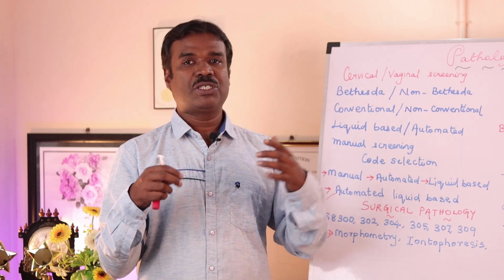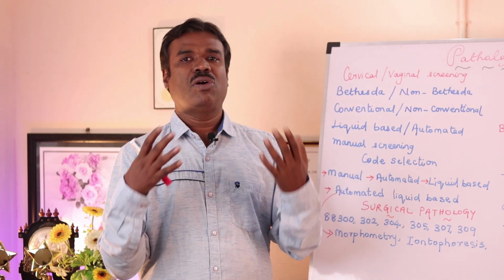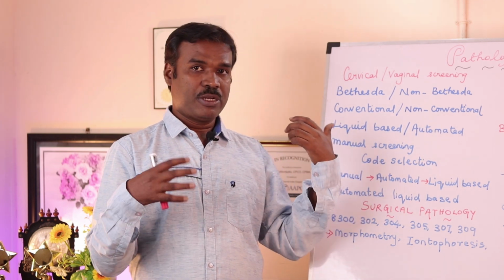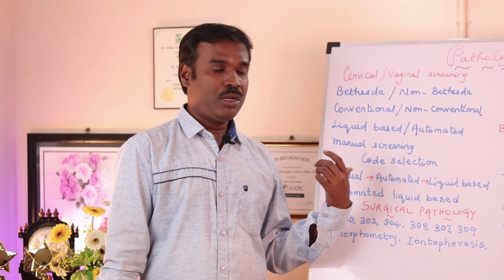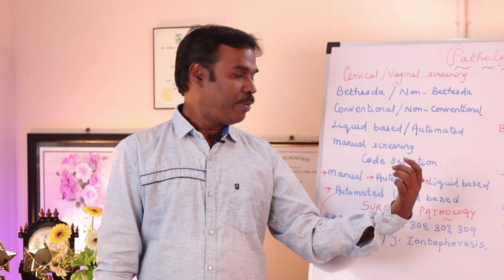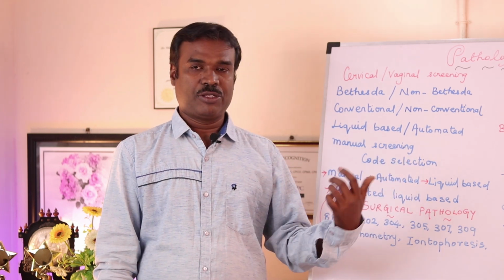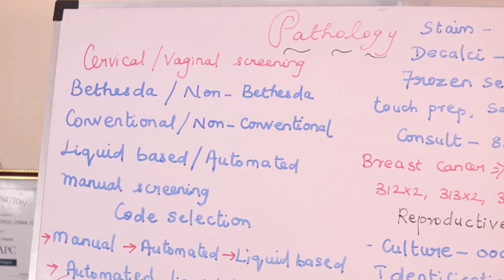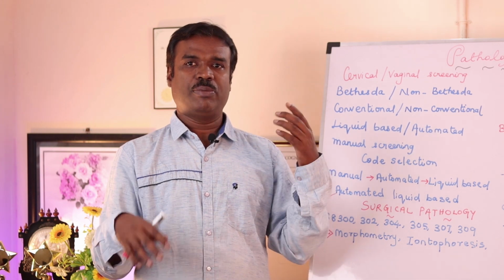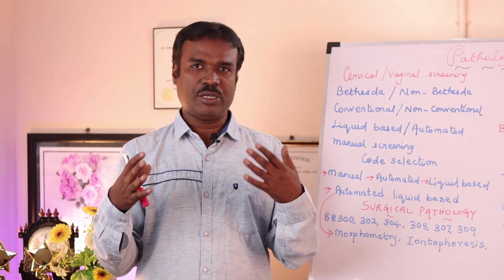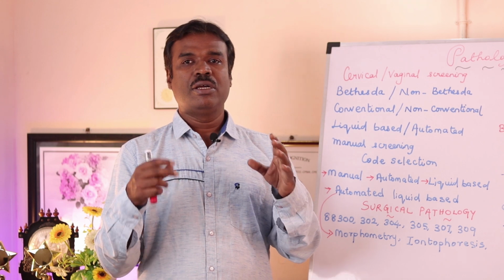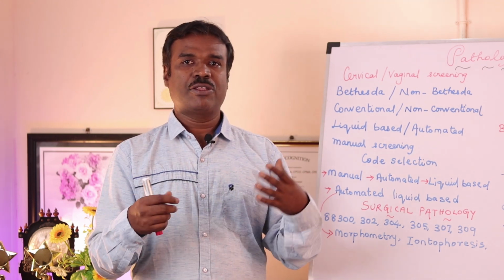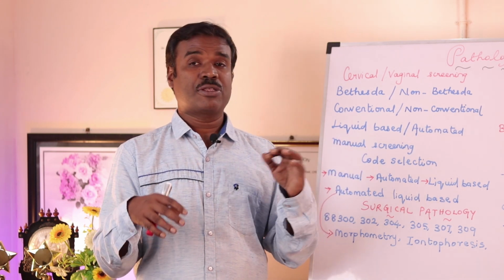One would be the conventional or the non-conventional method, and then you can classify the entire cytopathological studies into various types: manual, automated, liquid based and automated liquid based. Manual, just by looking at it, a visual examination can give you some idea of it. So that's going to be a manual cytopathological study. Next is automated. So you are going to make use of some electronic devices to arrive at the results. Next is liquid based.